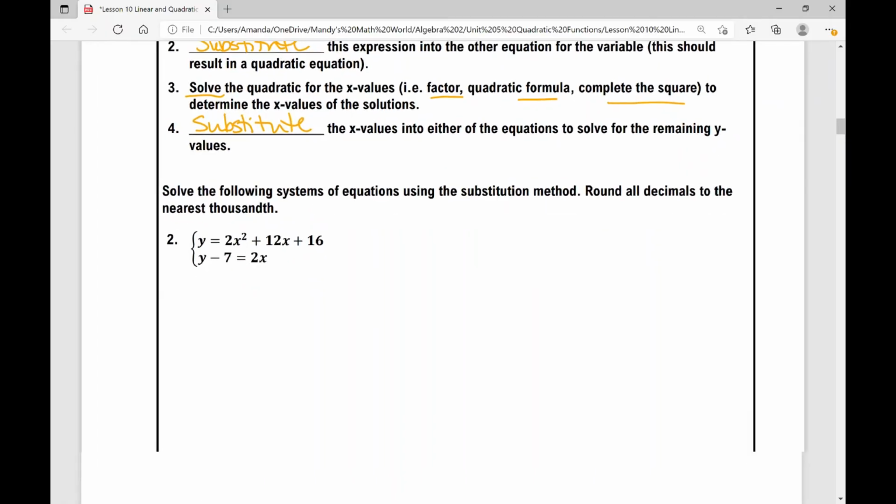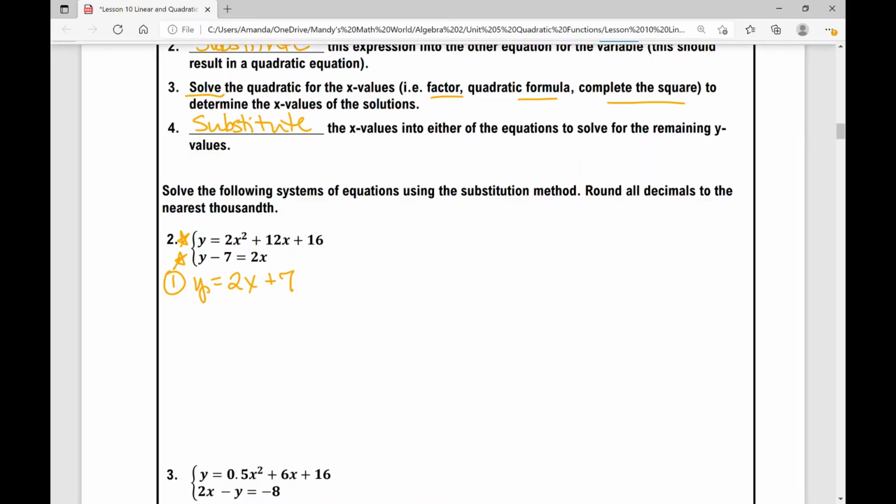This says solve the following systems of equations using the substitution method. Round all decimals to the nearest thousandth. So in this problem, we are given a quadratic equation in standard form, and we're given a linear equation. But what I want to do is put this linear equation in slope-intercept form. How do I do that? I can add 7 to both sides. So this linear equation would actually look like this, y equals 2x plus 7 in slope-intercept form.